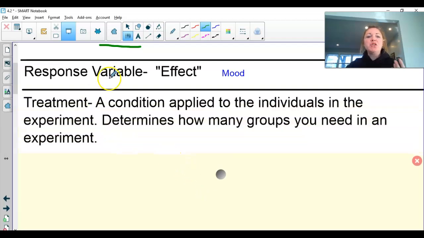Okay, let's get the definition of a treatment down. A treatment is a little bit more complicated than it just sounds. A treatment is a condition applied to the individuals in the experiment.